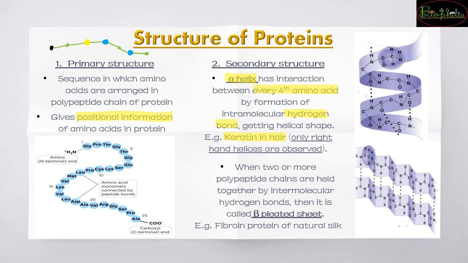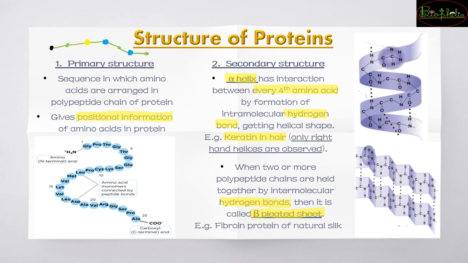Whereas when two or more polypeptide chains are held together by hydrogen bonds, then you get a beta pleated sheet. अब यहाँ पे hydrogen bonds alpha के केस में कौन से थे? It was intramolecular. वो एक ही polypeptide chain के अंदर bond form हो रहे थे. But in the beta pleated sheet you can see that it is forming between two polypeptide chains.